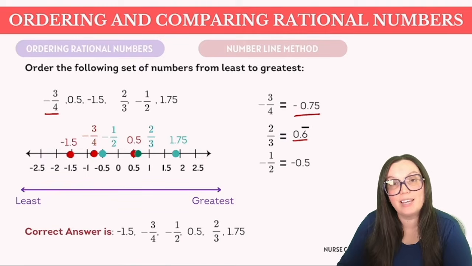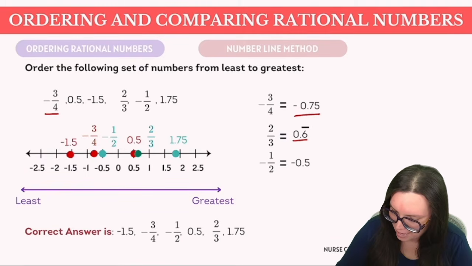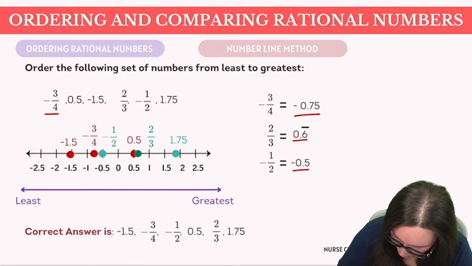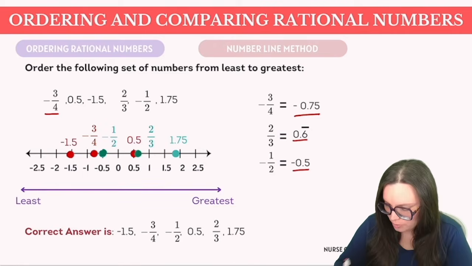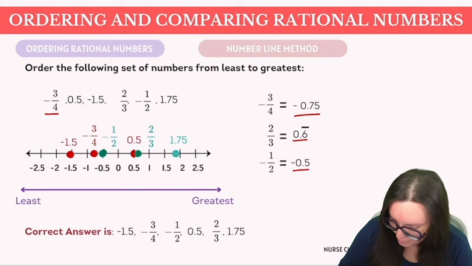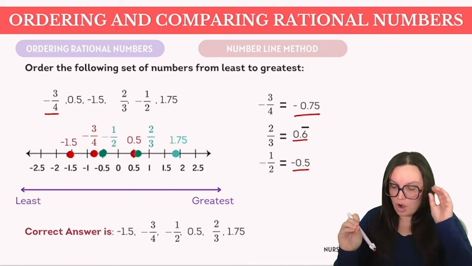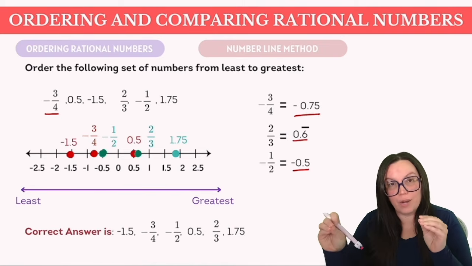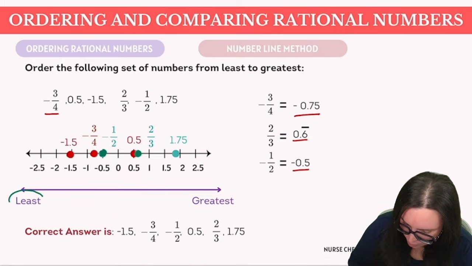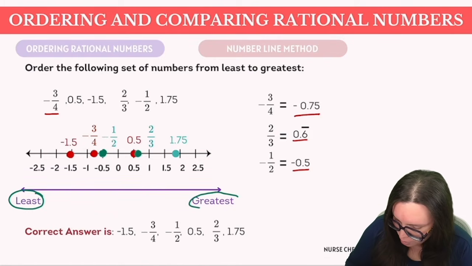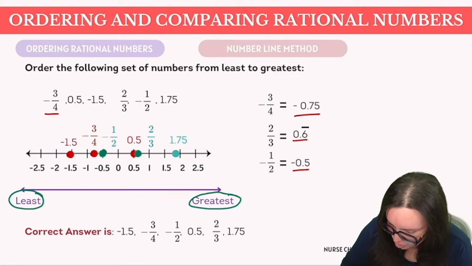Next, we have -1/2. So -1/2 is going to give us -0.5, and we are going to put that right here on our number line. And then our last number is 1.75. So 1.75 is going to be way over here to the right of our number line. If we take a look at this, we've already plotted it. We can get our numbers from least to greatest. Least is all the way over here on the left and greatest is all the way over here on the right. So we're just going to move our way down.